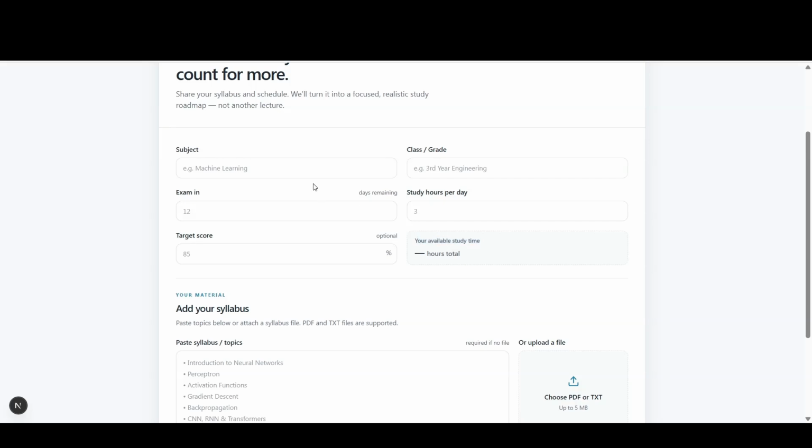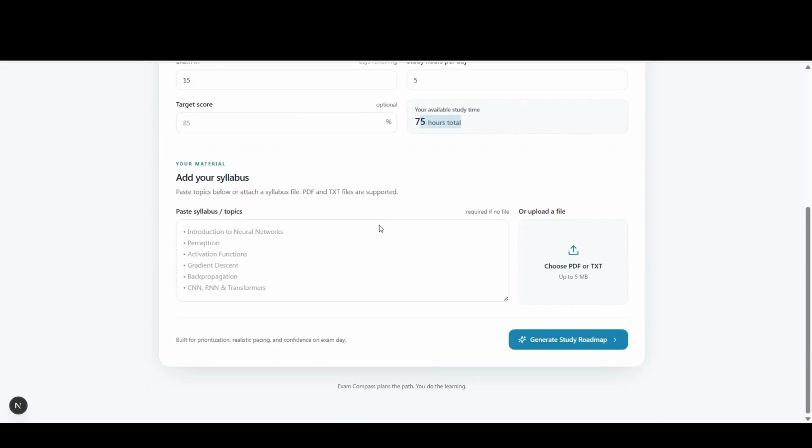So for example, if I give that the exam is in 15 days and I'm planning to study 5 hours a day, it tells you that there are a total of 75 hours for me to prep for the exam. And the most important and vital part of this application is the syllabus. In case you have the syllabus in the form of PDF or text format, or I can just type in the topics that you are expected to study for the exam.